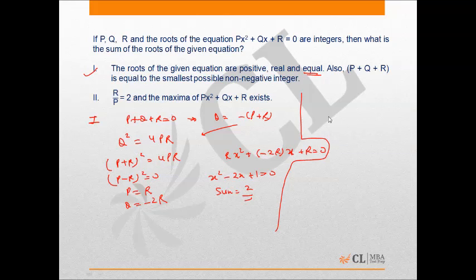Now if we check statement 2. Statement 2 gives you R upon P equal to 2. R upon P is what? The product of the roots. So it's given that the product of the roots is 2. And I know that the roots are integers, so I am left with two cases. It could be either 1 and 2 or minus 1 and minus 2, right? So I am left with two cases, and the summation of roots in these cases will be 3 and minus 3, which gives you multiple answers. That means statement 2 alone is not sufficient. Hence the correct option is A.